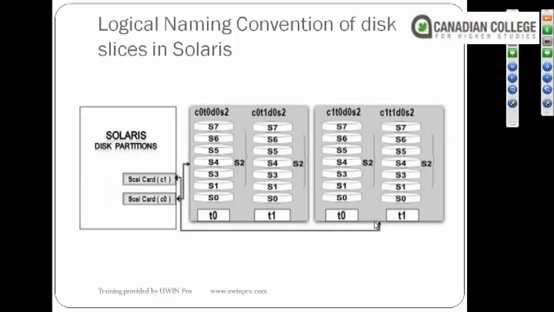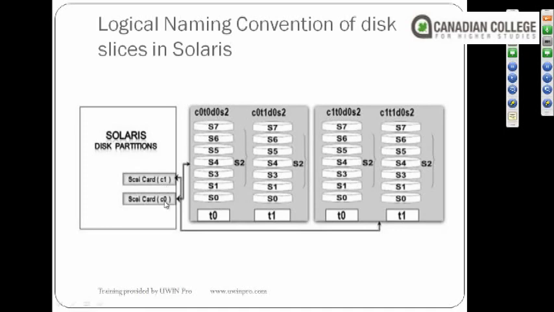In Solaris or in HP Unix, we have logical naming conventions for hard drives, based on the controller. Suppose this is a SCSI cable that has different targets, say T0, T1. This is connected. We have two controllers in this motherboard. The first controller is C0, the second controller is C1, and if I have a third one, C2, C3, like that.